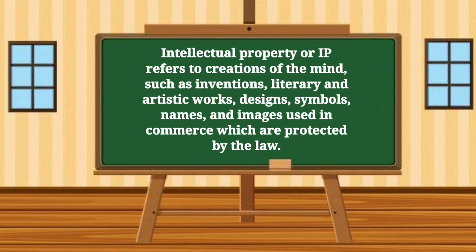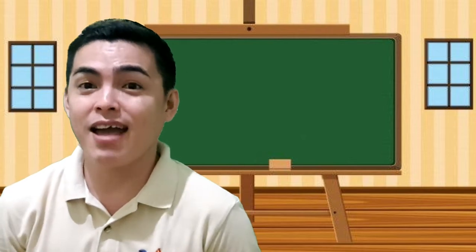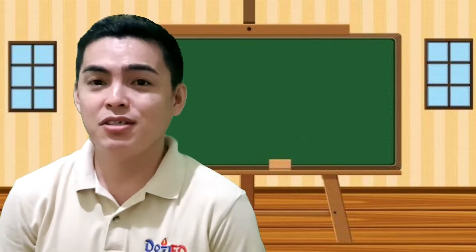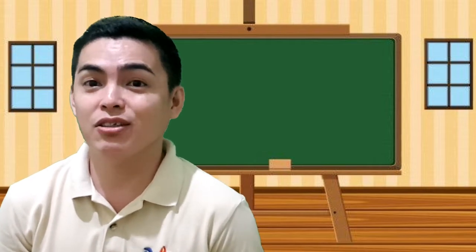Intellectual property or IP refers to creations of the mind such as inventions, literary and artistic works, designs, symbols, names, and images used in commerce which are protected by the law. You need to make sure that when you start writing your own academic paper or research, you cite and include your sources, especially those that are not yours.